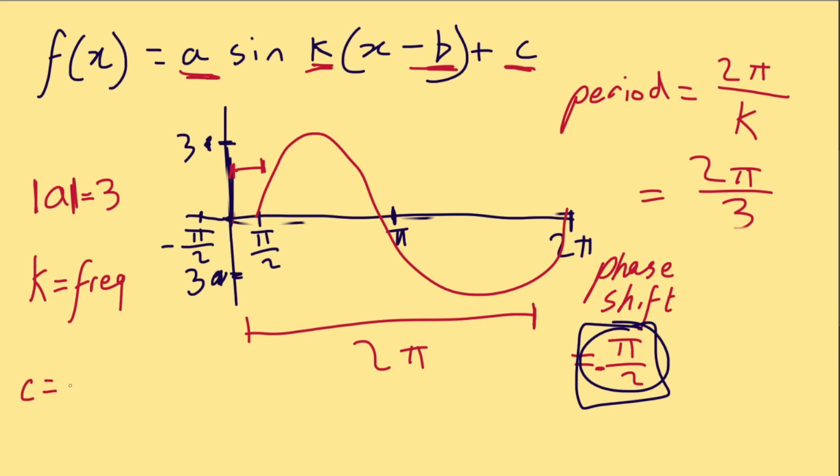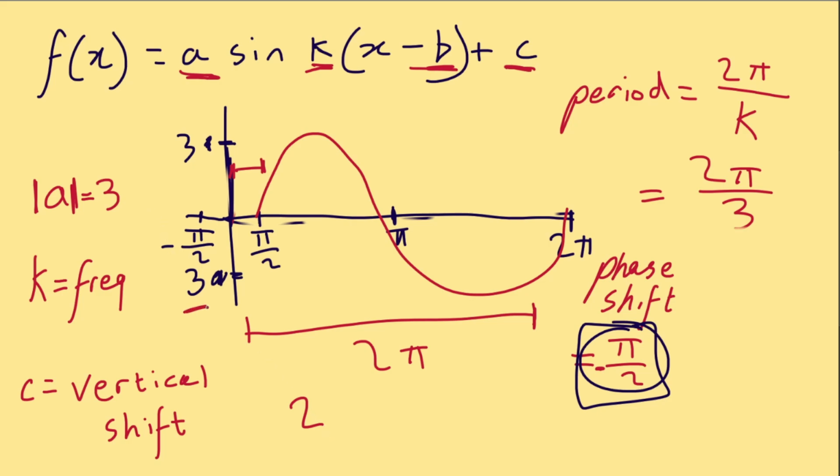C is your vertical shift. It's a lot simpler than phase shift. It's basically how far it gets pushed up. So amplitude gets applied first, alright? So you do the multiply by 3. And then you apply the vertical shift. So let's say your vertical shift is 2.